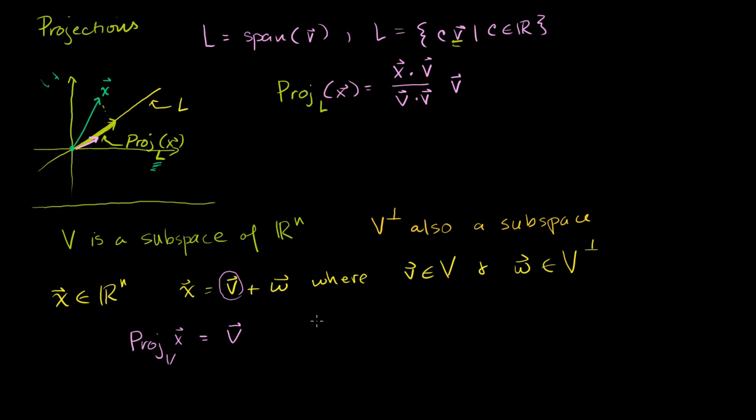Alternately, you could say that the projection of x onto the orthogonal complement of, sorry, I wrote transpose, onto the orthogonal complement of V is going to be equal to W. So this piece right here is a projection onto the subspace V. This piece right here is a projection onto the orthogonal complement of the subspace V.